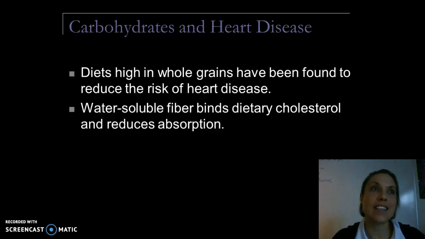You might see the health claim on things like Cheerios or oatmeal that says, if you have Cheerios every morning, you'll reduce your cholesterol. And that relationship is due to the soluble fiber in the oats that make up the Cheerios.